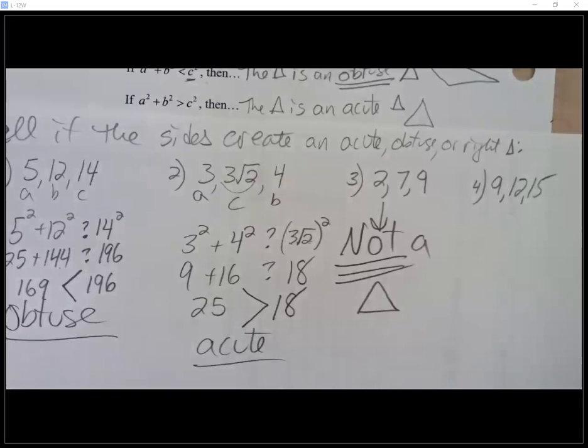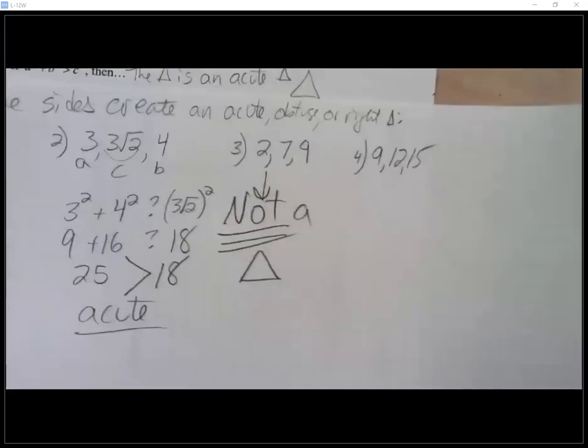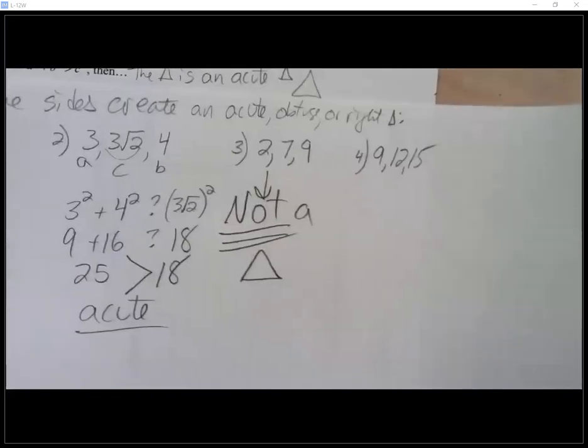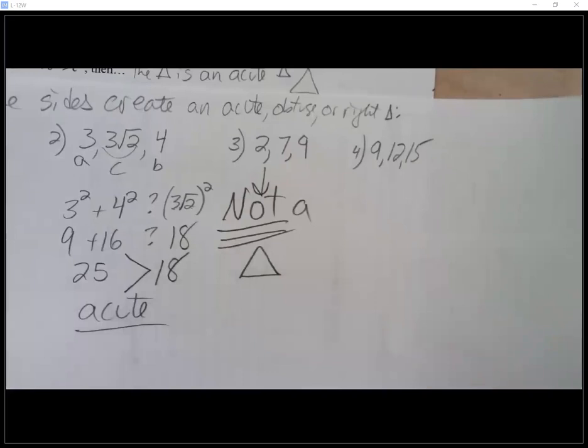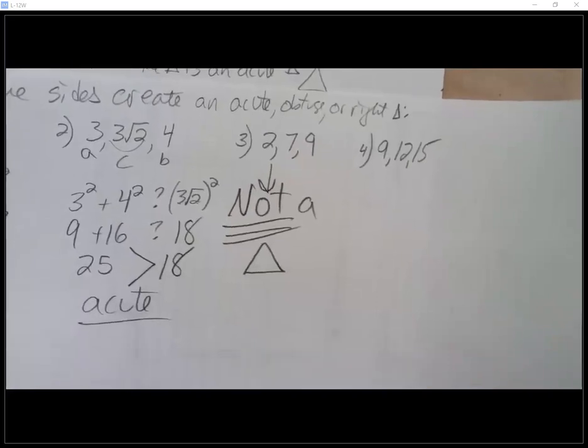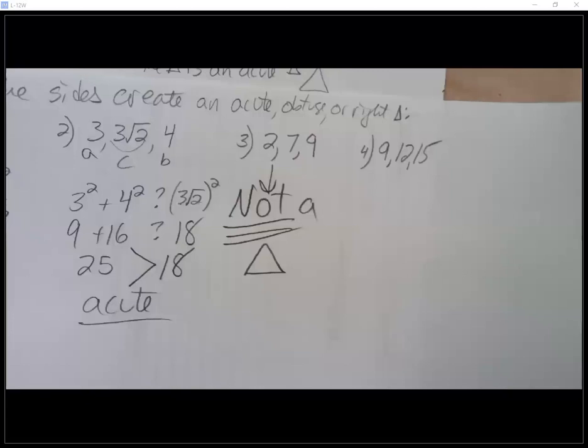And the last one, it's a right one. I hope you got this one. This one was like a gift, after I felt bad tricking you so bad. I gave you this one because I was hoping that you'd notice it's a 3, 4, 5. I just multiplied them all by 3.